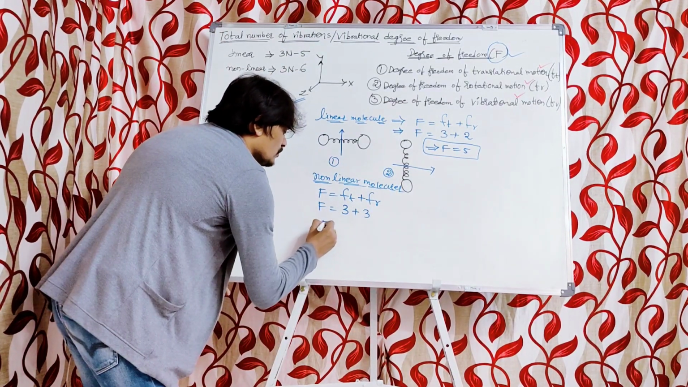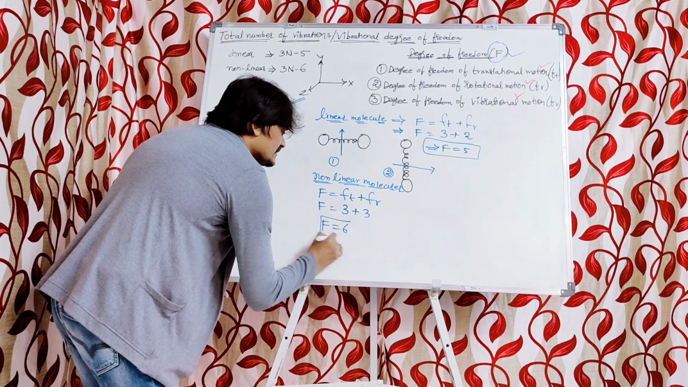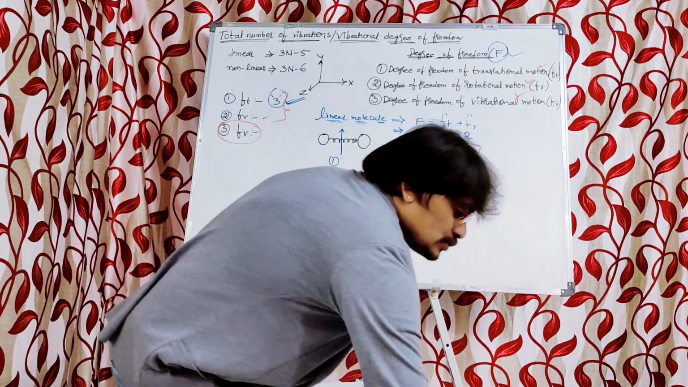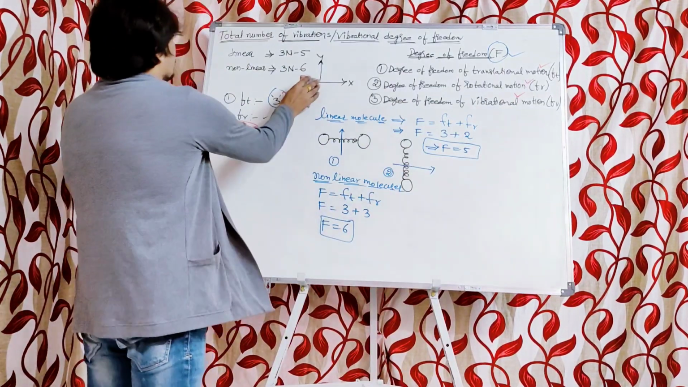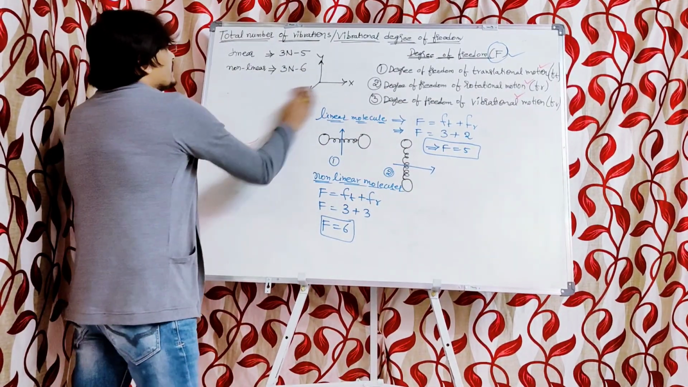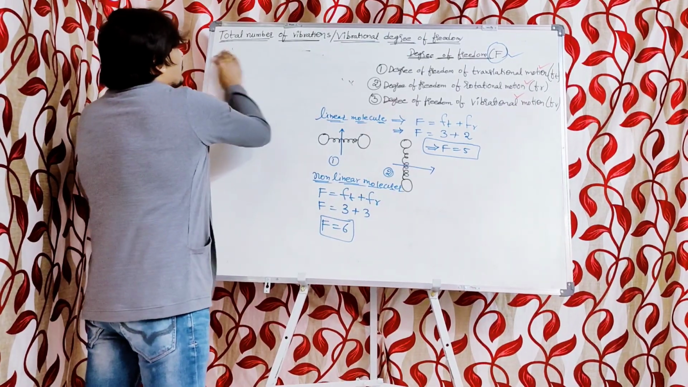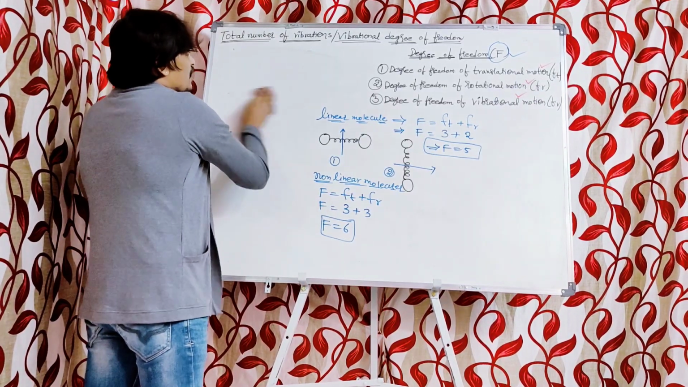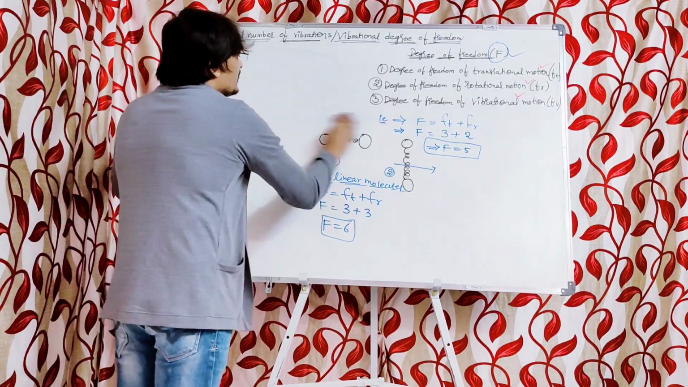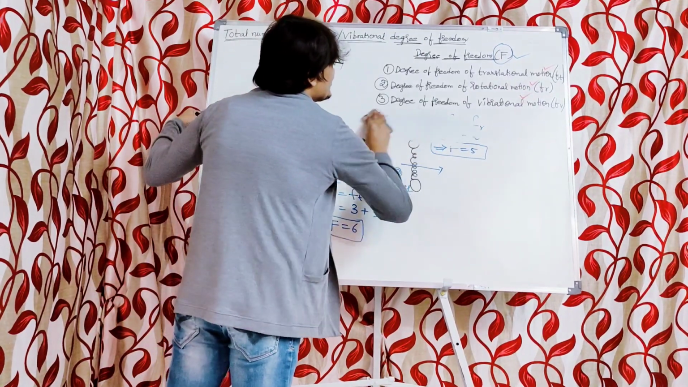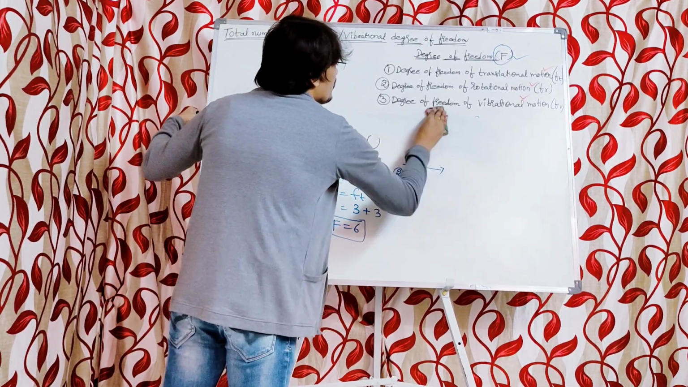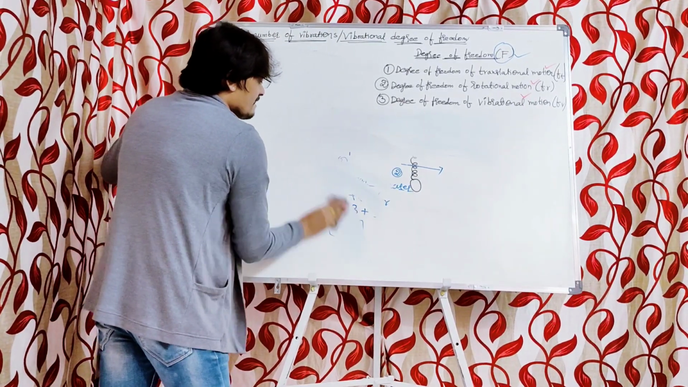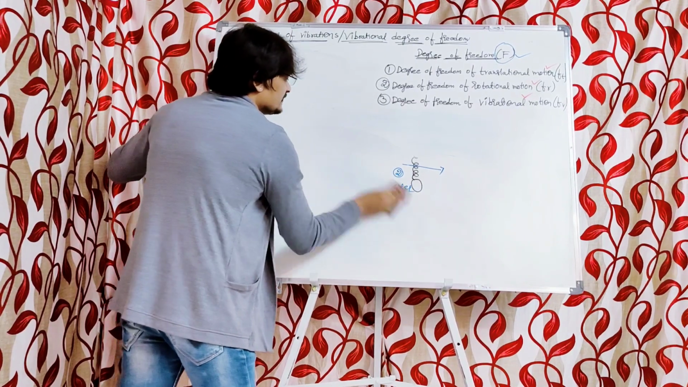So F is equal to 6. So, number of degrees of freedom, I hope you got it. The number of degrees of freedom for linear molecules is 5, whereas the number of degrees of freedom for non-linear molecules is 6. I hope you got it.